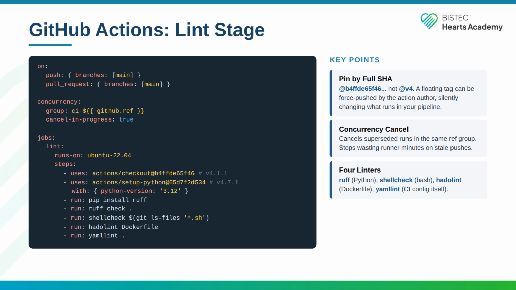Then you run 4 linters in sequence. ShellCheck audits every shell script. Hadolint lints the Dockerfile. Yamllint checks the pipeline file itself. And Ruff catches Python style and import issues. The concurrency block prevents a queue of stale runs from consuming runner capacity. If you push during a running build, the old build is cancelled immediately.